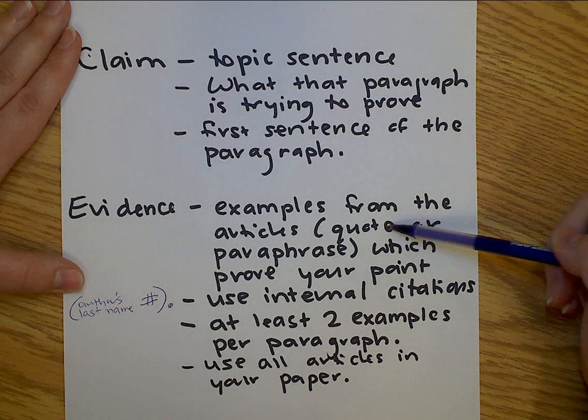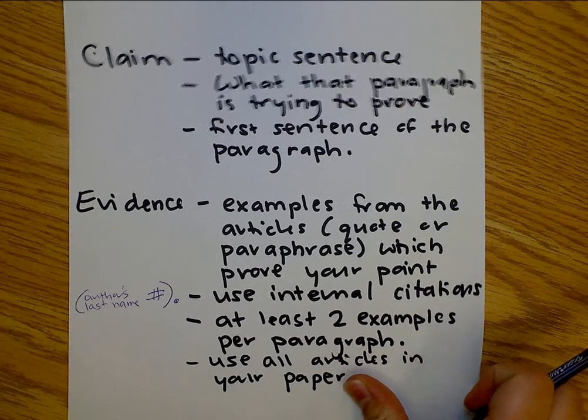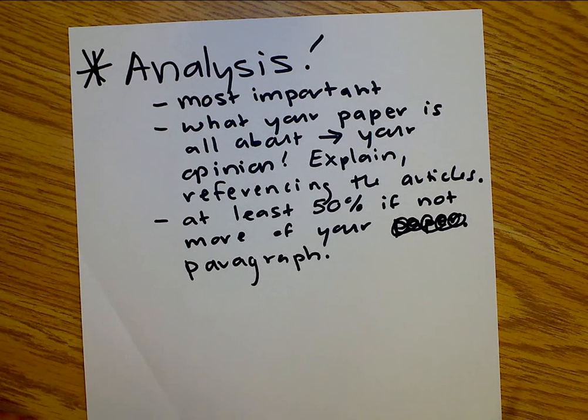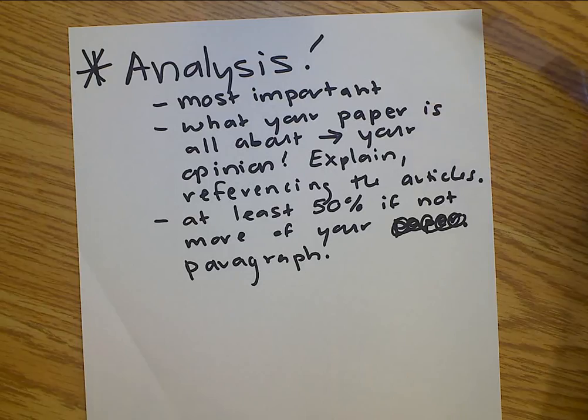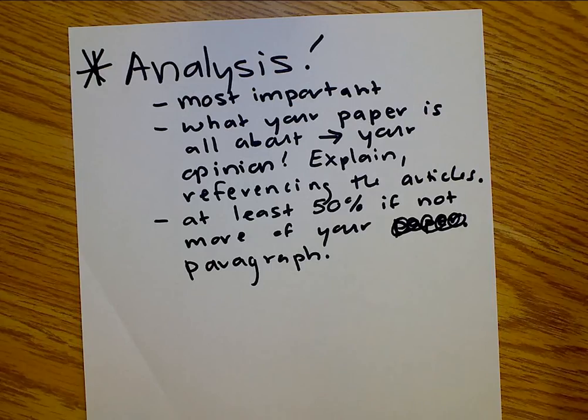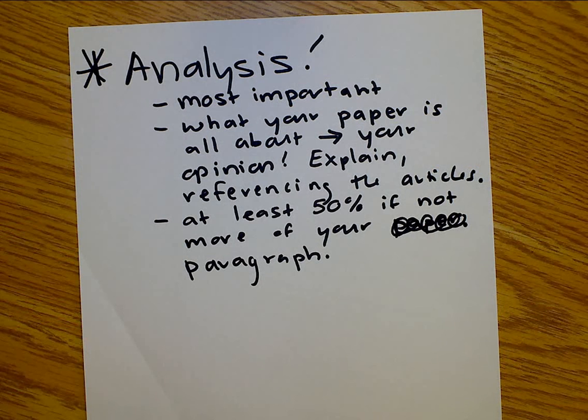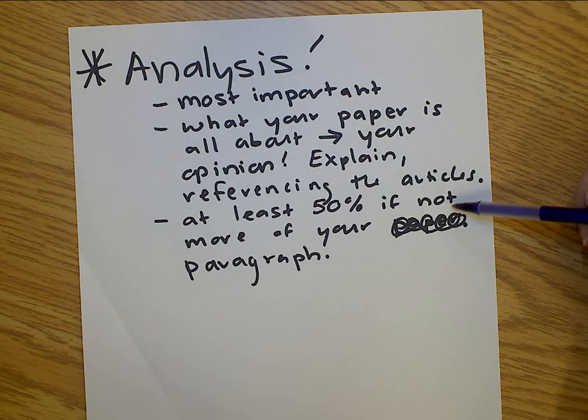Once you give an example from the story, then you have to explain how that proves your point or why it's wrong. This is the most important part of this paper. The whole paper is about your opinion. Yes, you're using the examples, but you're using them to explain why you're right. So you're using them to prove your opinion. So you want to explain why you're right, referencing the articles. And because this is the main point of your paper, you especially want at least 50% of each paragraph, if not more, to be analysis, your explanation. Again, that's the most important part of this paper.